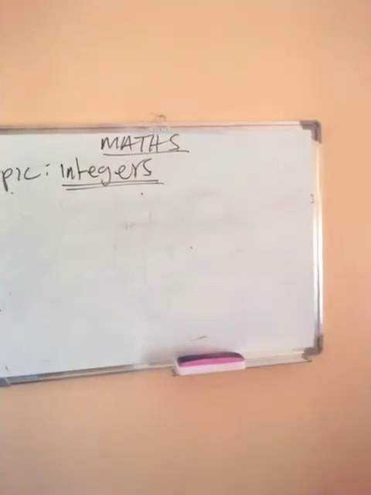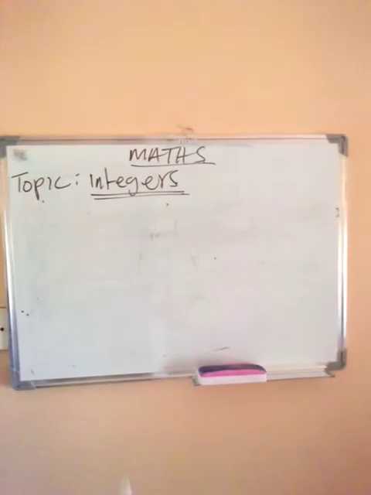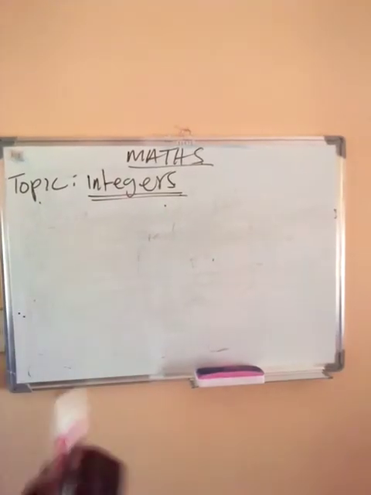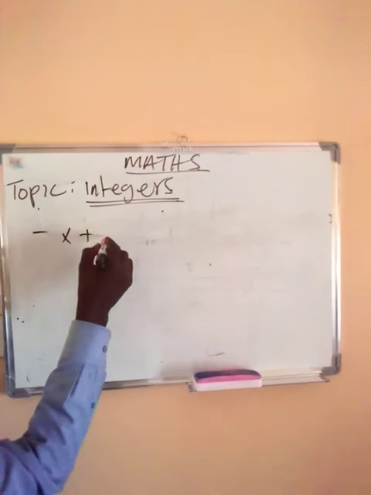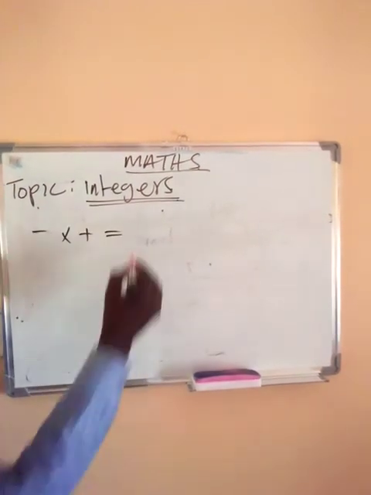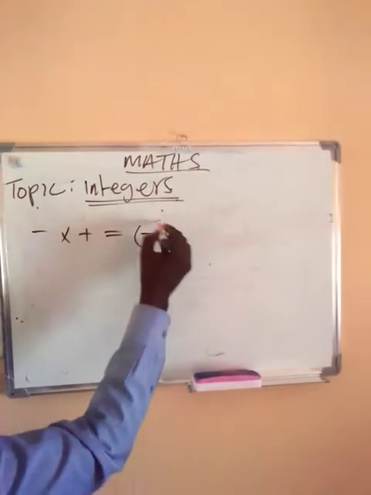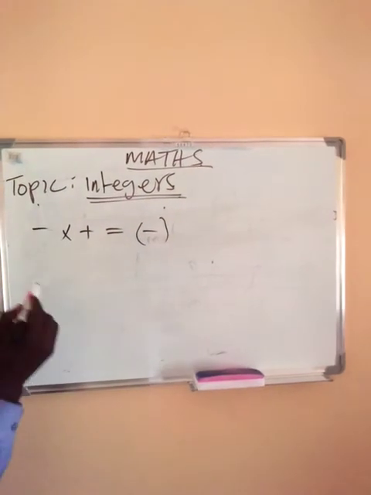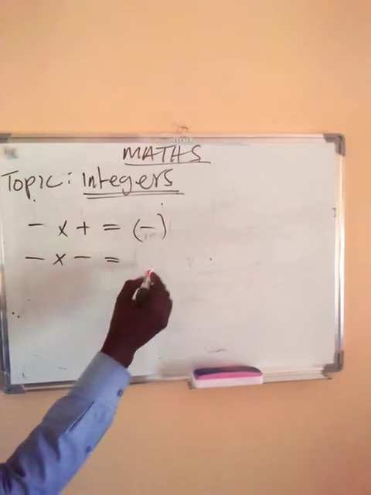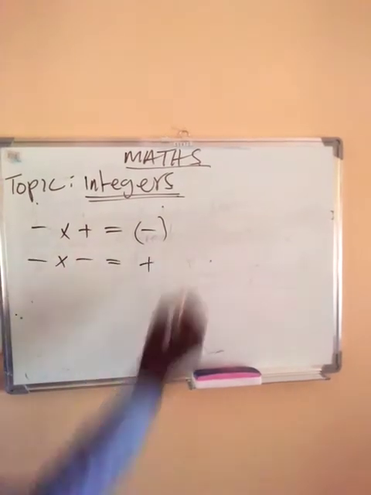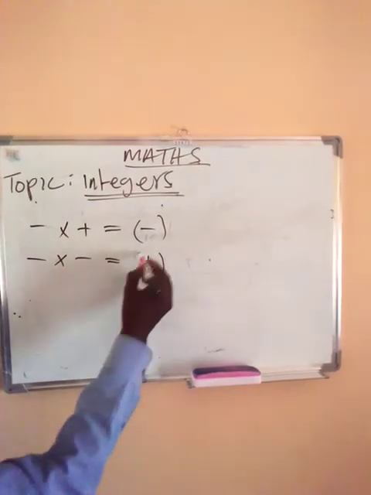Okay, so we further go on. When you are multiplying numbers, when you are multiplying a negative number times a positive number, your answer is always a negative. This is the answer. And again, when you are multiplying a negative number times a negative number, your answer is a positive. Okay, this one is your answer.